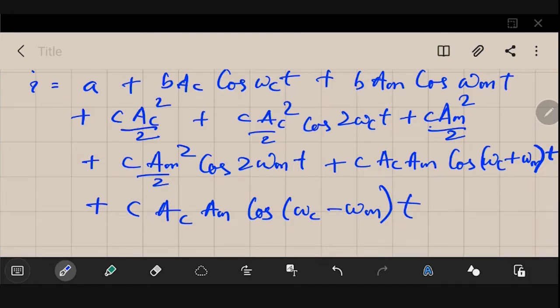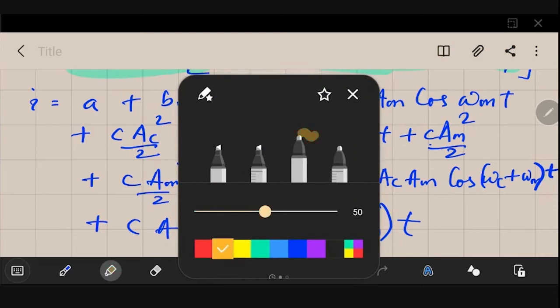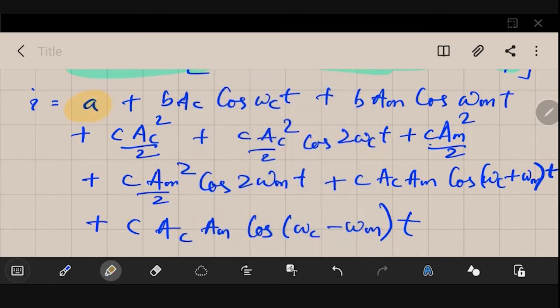The next thing that we have to do is group the different frequency terms. Now let us start with the zero frequency. So you could see that these are the terms which have zero frequency.